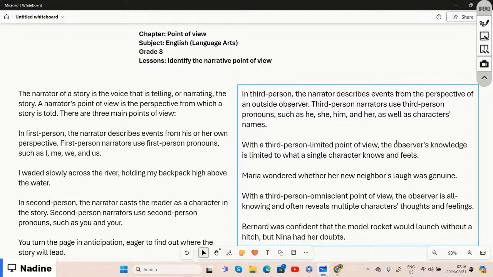And if we look at an example of the second person, where the narrator casts you as a reader, as a character in the story, it says, you turn the page in anticipation, eager to find out where the story will lead.